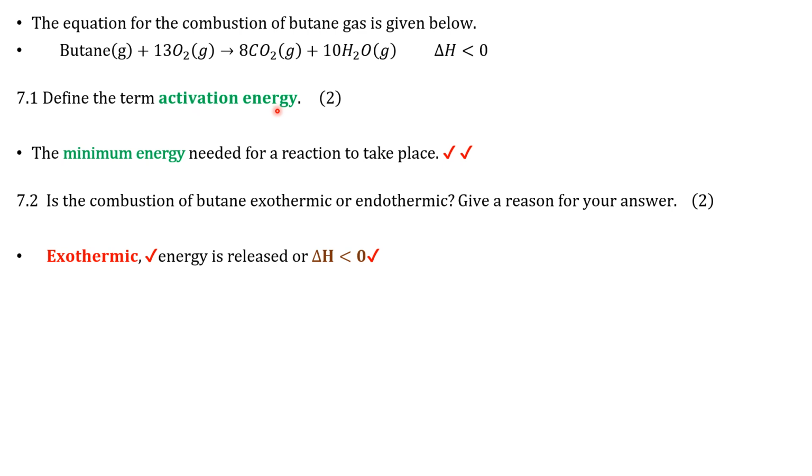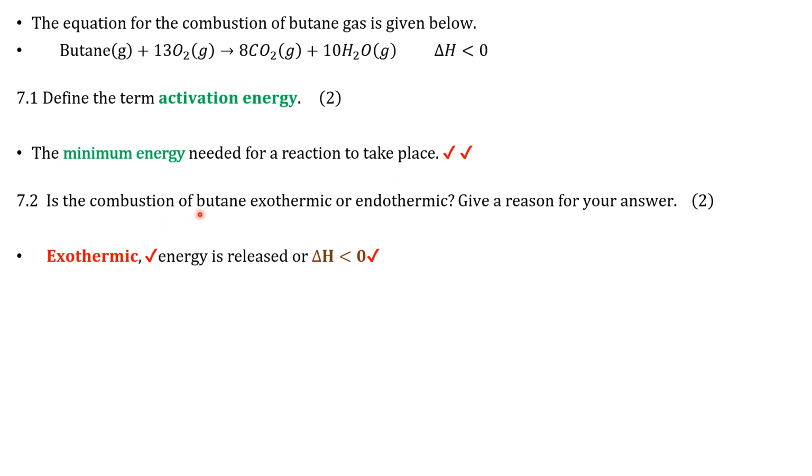Right, so the equation for the combustion of butane gas is given below. Define the term activation energy. So by now, activation energy means the minimum energy needed for a reaction to take place. In short, for anything in life to take place, we require some energy. All right, I hope you put your energy into putting in maximum effort into becoming the best version of yourself. Right, but activation energy: minimum energy needed for a reaction to take place.